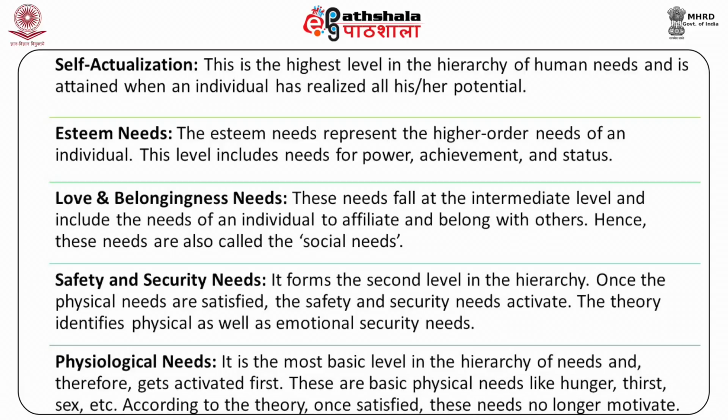The second is safety and security needs, just above the physiological needs. It forms the second level in the hierarchy. Once the physical needs are satisfied, the safety and security needs activate. The theory identifies physical as well as emotional security needs. The third is love and belongingness needs. These needs fall at the intermediate level and include the needs of an individual to affiliate and belong with others. Hence, these needs are also called social needs.